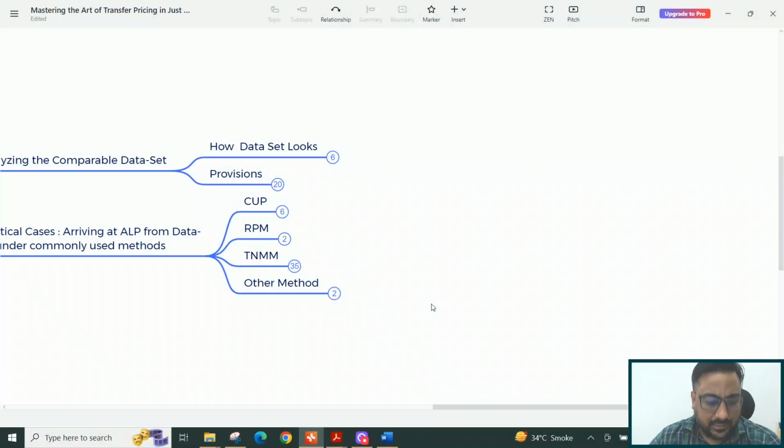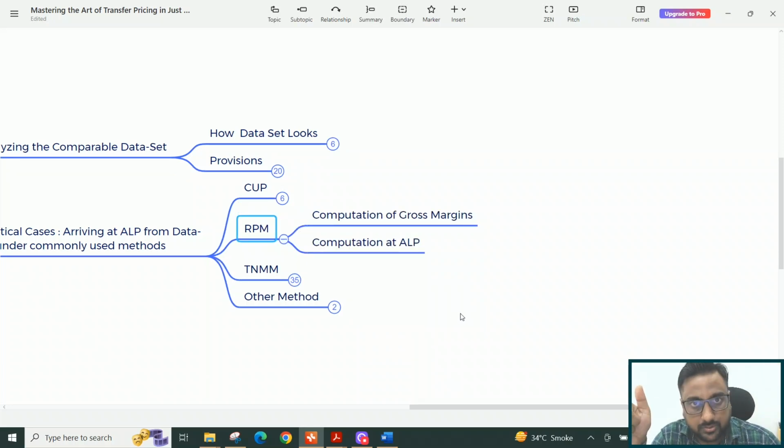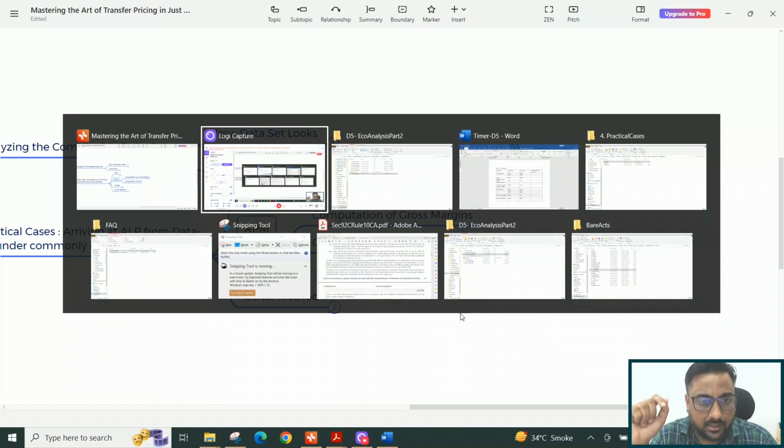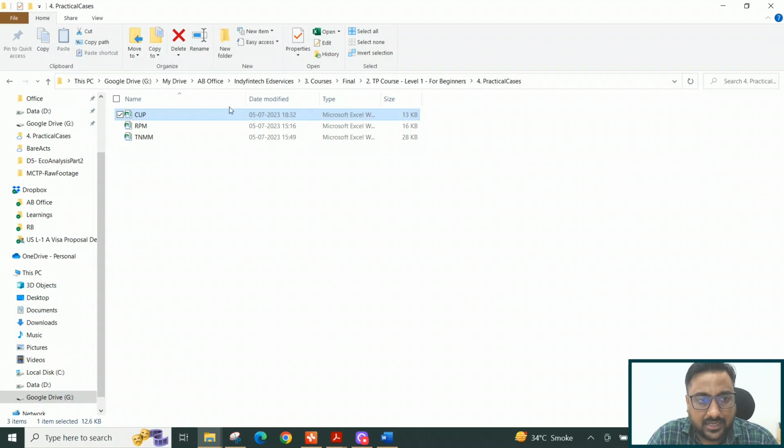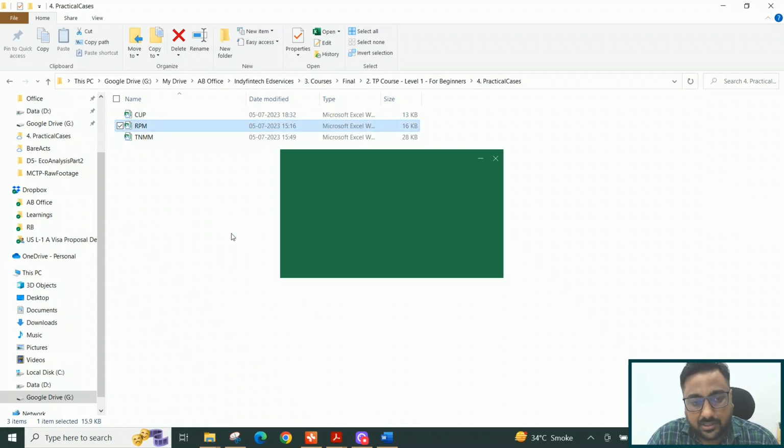Need to move to the RPM. So when we are going ahead with the RPM, we need to see two things. First is how we compute the gross margins, and the second one is computation of ALP. I'll open the practical case file for which we need to compute the RPM, for which we need to arrive at arm's length price under the RPM method.